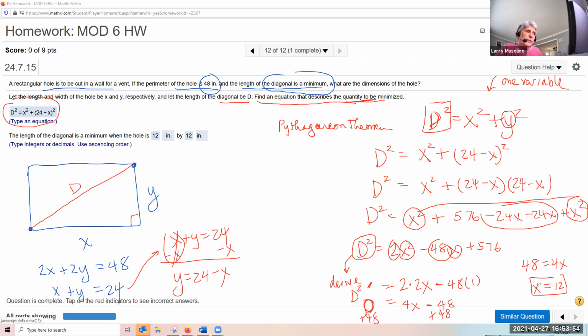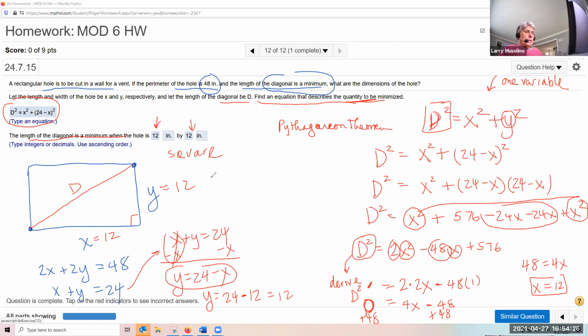But I also need to find y. We just found that x is 12, but we need to find y. Here's the equation for y. This is going to be 24 minus 12, which is also 12. So y is 12. The length of the diagonal is a minimum when the hole is 12 by 12. You notice this is a square. So the length of the diagonal is minimized when you construct this vent as a square.